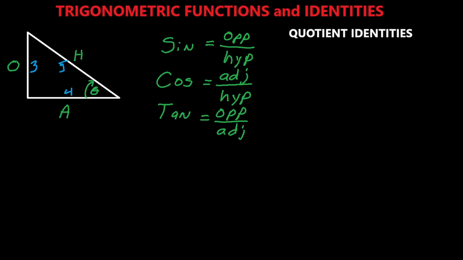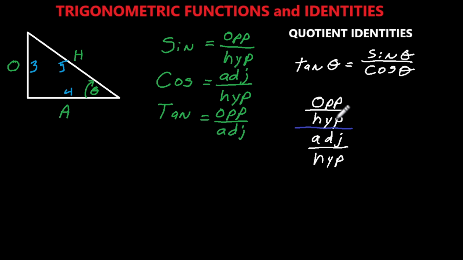Looking at the first of the identities, we'll use the quotient identities. So the first one is that tangent theta is equal to sine theta over cosine theta. And since I'm not a fan of memorizing things, let's take a look at where it actually comes from.